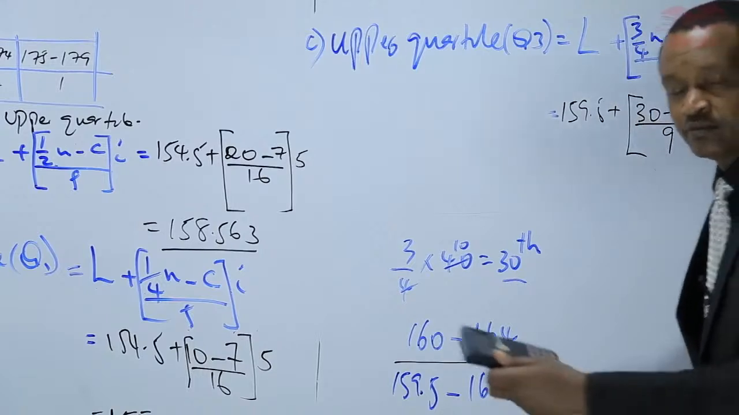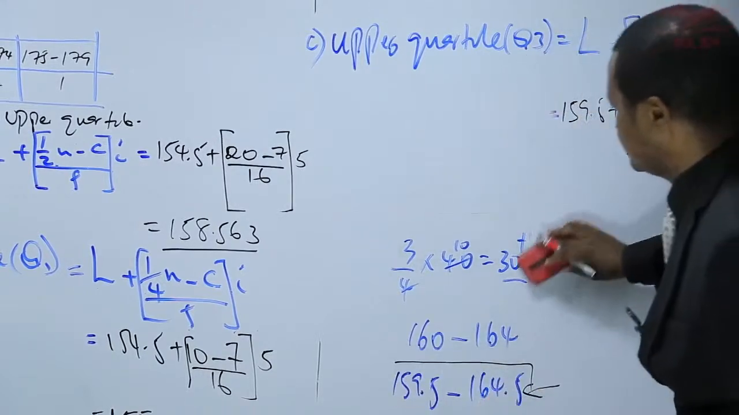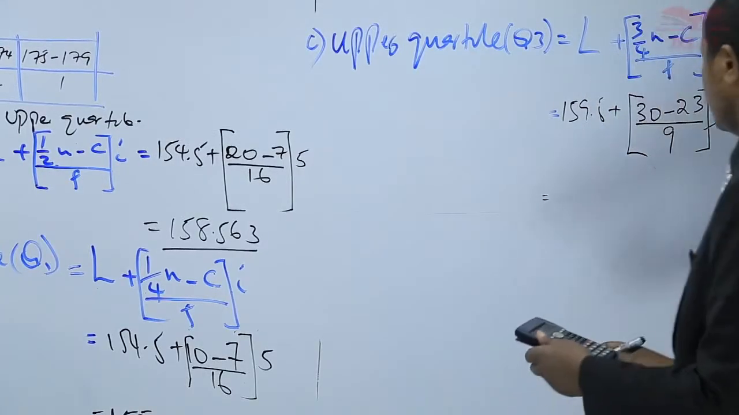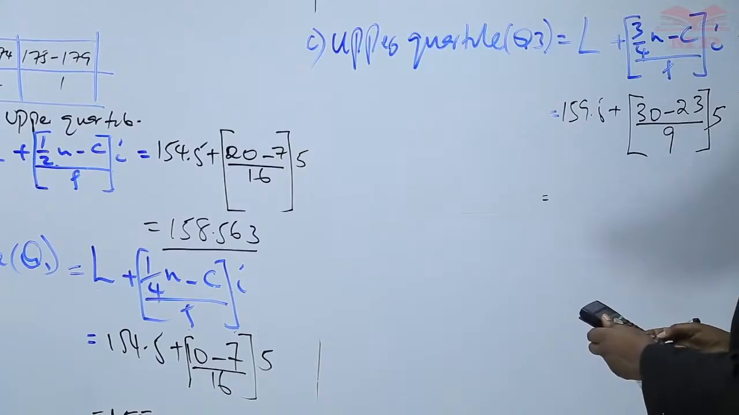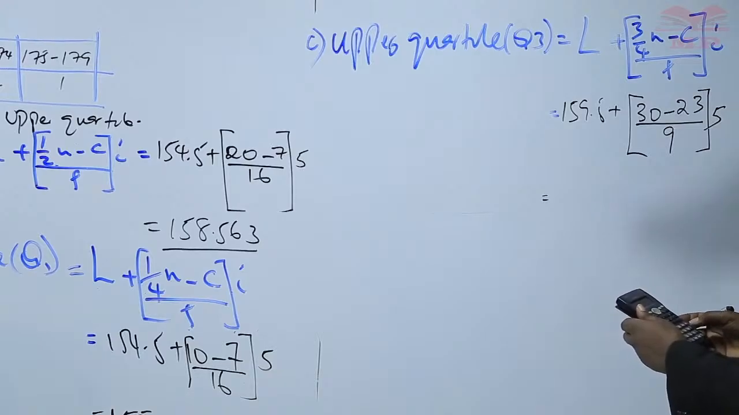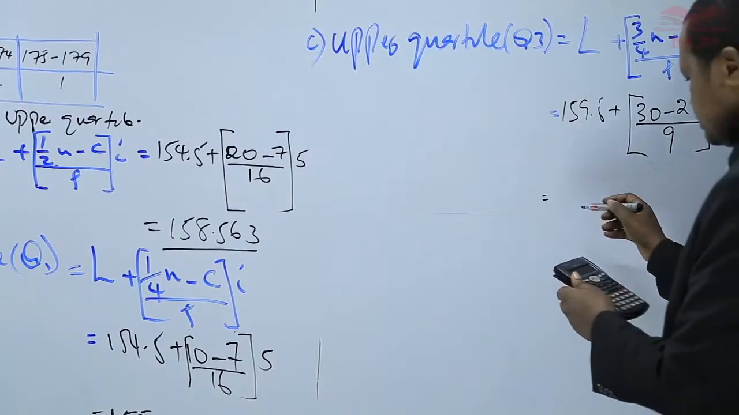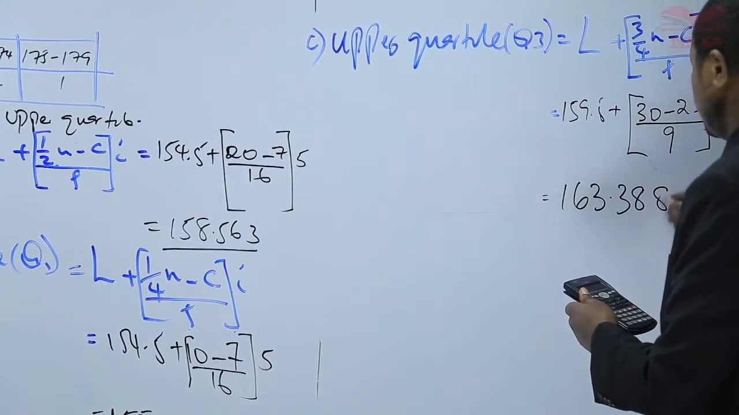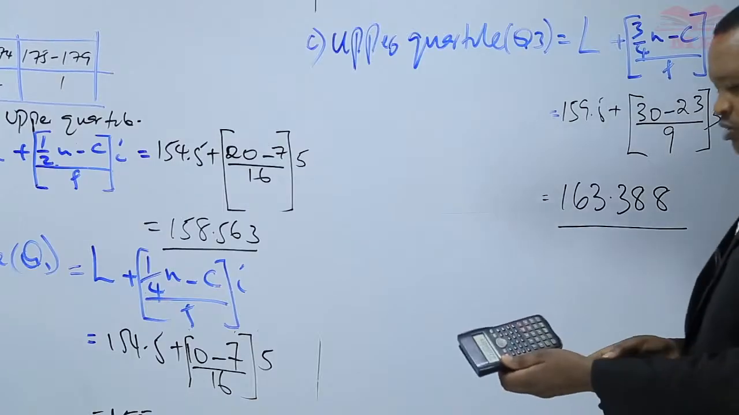So the rest of the work on the machine. This will be equal to 30 divided by 23 minus 23 divided by 9, times 5, plus 159.5. So the answer here is 163.388. That is the upper quartile.